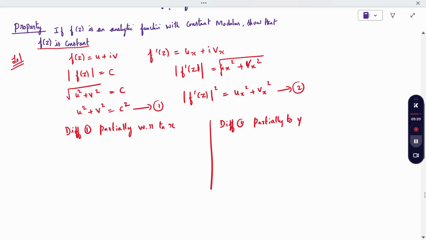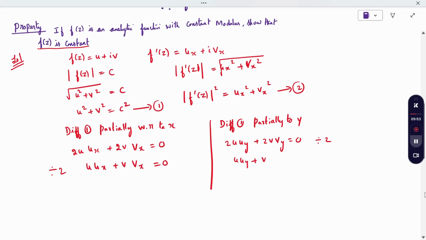So what I will be getting is, differentiating u squared plus v squared partially with respect to x, 2u ux plus 2v vx, the constant becomes 0. So it is nothing but u ux plus v vx equal to 0, after dividing by 2. Same way when I differentiate with respect to y, 2u uy plus 2v vy equal to 0. So dividing by 2, I'll be getting u uy plus v vy equal to 0. So I'll have this as the third equation and this as the fourth equation.